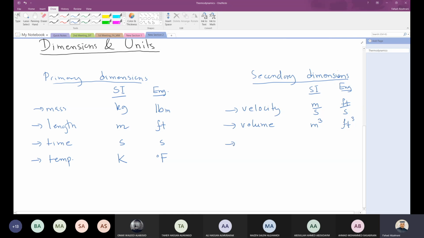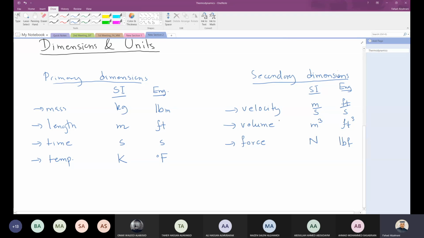Any other example, guys? You have, for example, the Joule, the energy. Yes. Also you have force. The force is Newton, which is kilogram meter per second squared, or in the English system we call it pound force.